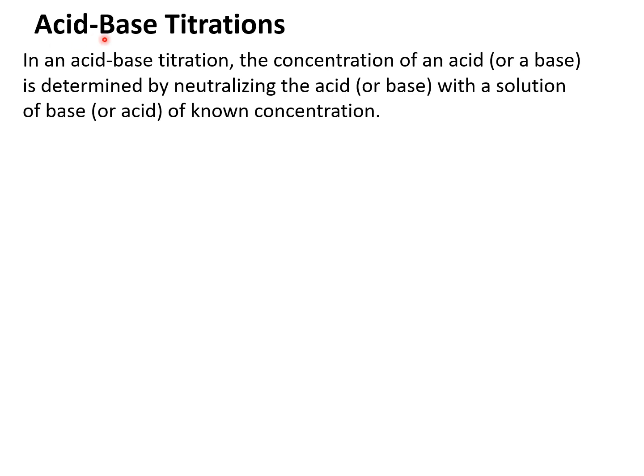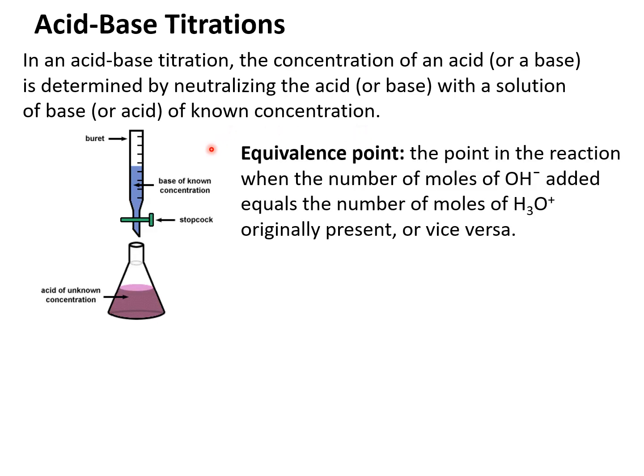In this section, we look at acid-base titrations. The main purpose of an acid-base titration is to determine the concentration of an unknown acid or base by a neutralization reaction using a solution of known concentration. In order to determine the concentration of the unknown, we have to determine the equivalence point of the titration.